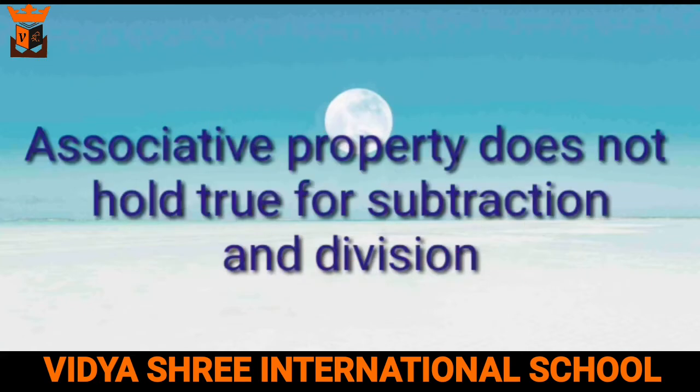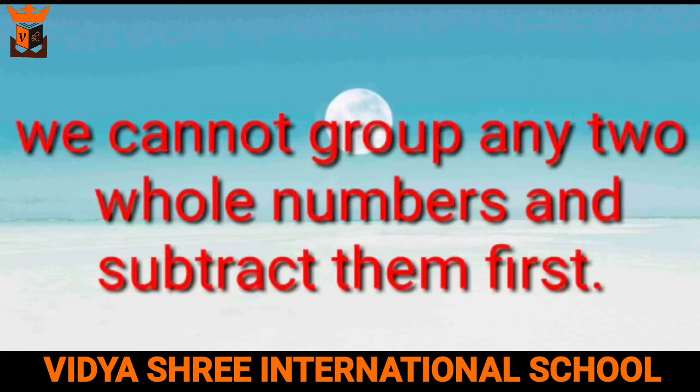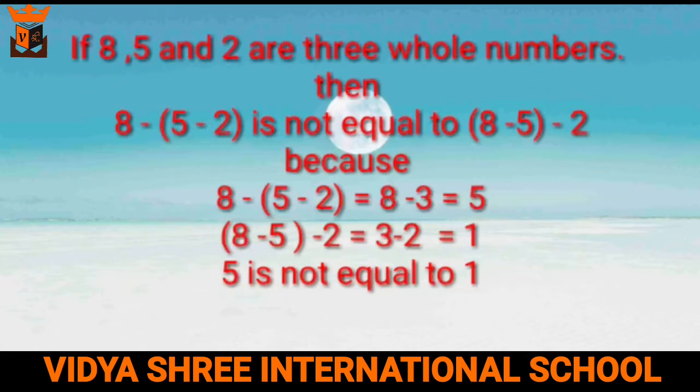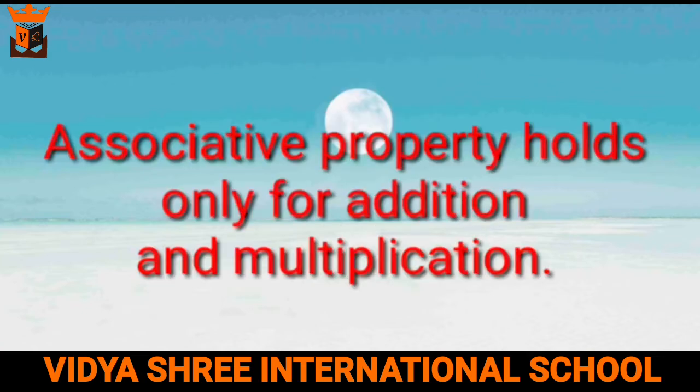Associative property does not hold true for subtraction and division. This means that we cannot group any two whole numbers and subtract them first. If 8, 5 and 2 are three whole numbers, then (8 minus 5) minus 2 is not equal to 8 minus (5 minus 2), because 8 minus (5 minus 2) is equal to 5. So clearly you can see 5 is not equal to 1. And the same with division. So the associative property holds only for addition and multiplication.